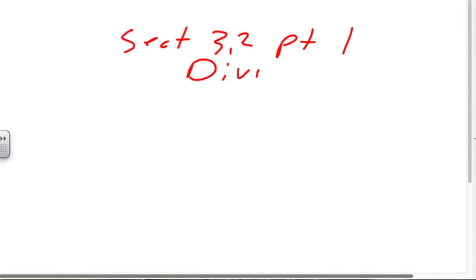Okay, so this is section 3.2, part 1. This is your first assignment. We're going to start talking about dividing polynomials, and this is something you're going to be dealing with a lot as we go in.